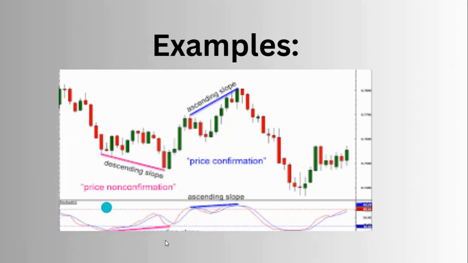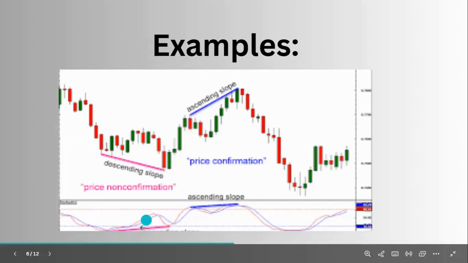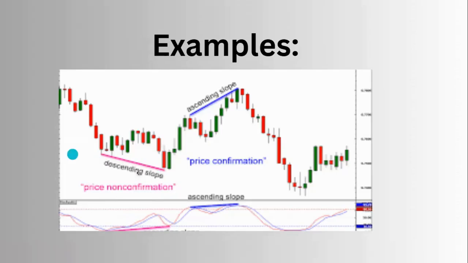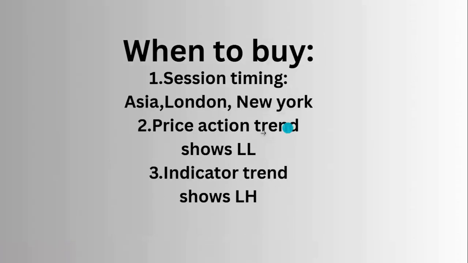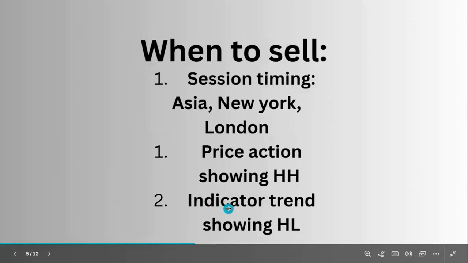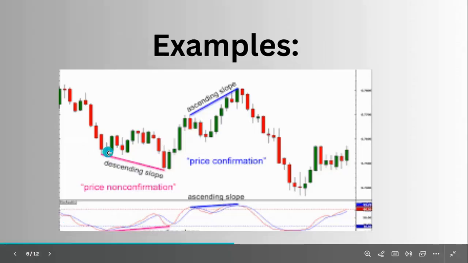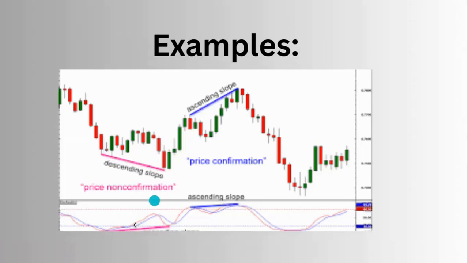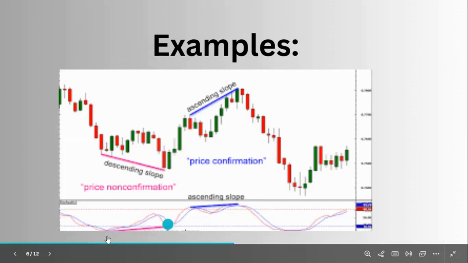And then you look at your indicator. In this case, this indicator is called stochastics, but you can use stochastics or RSI, and I'll show you in the live market how you can use this as well. First, this is a setup of a buy. So as we said in our rules, when to buy, you need to look at the price action trend showing a lower low and the indicator trend showing a lower high. So in this example, the price action trend is showing a lower low and the indicator trend is showing a lower high, because this low is higher than this previous low.